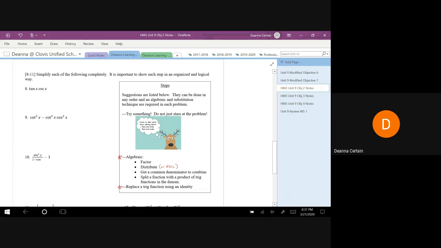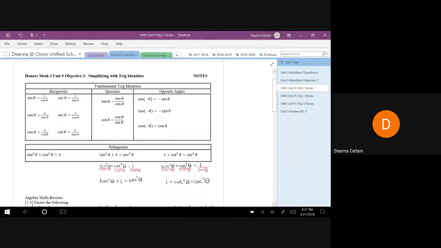Okay, in number 8, we have tangent x times cosecant x that we're looking to somehow simplify down to one trig with a positive angle inside. Looking at these, none of my trig identities stand out for number 8. However, I do have a couple of other things I could consider. I have a cosecant, which I know could be rewritten as 1 over sine. And I have a tangent, which could be rewritten as sine over cosine. So maybe I try those two things. Not because I know they're going to work, but it's that first suggestion: try something. Don't just stare at the problem.